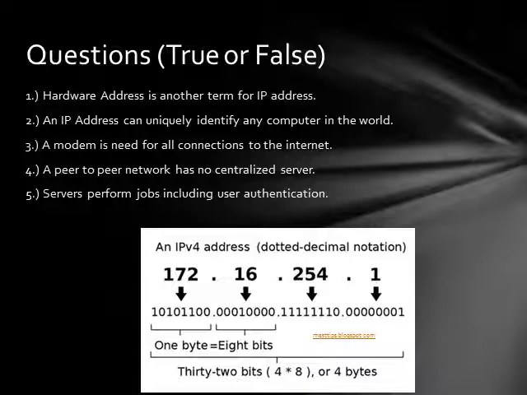Third, a modem is needed for all connections to the internet. True or false? Fourth, a peer-to-peer network has no centralized server. Fifth, servers perform jobs including user authentication. So record whether those answers are true or false. Pause the video and do that now.